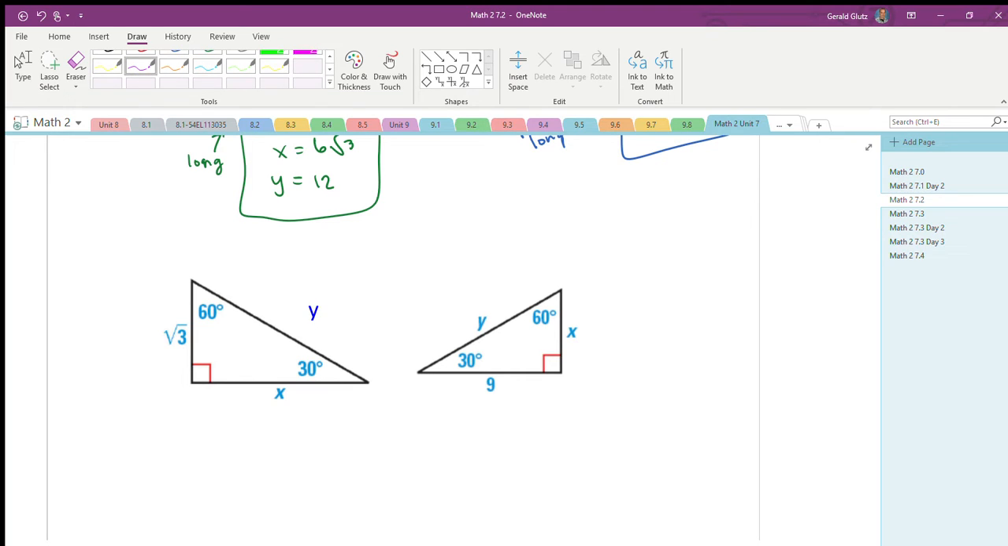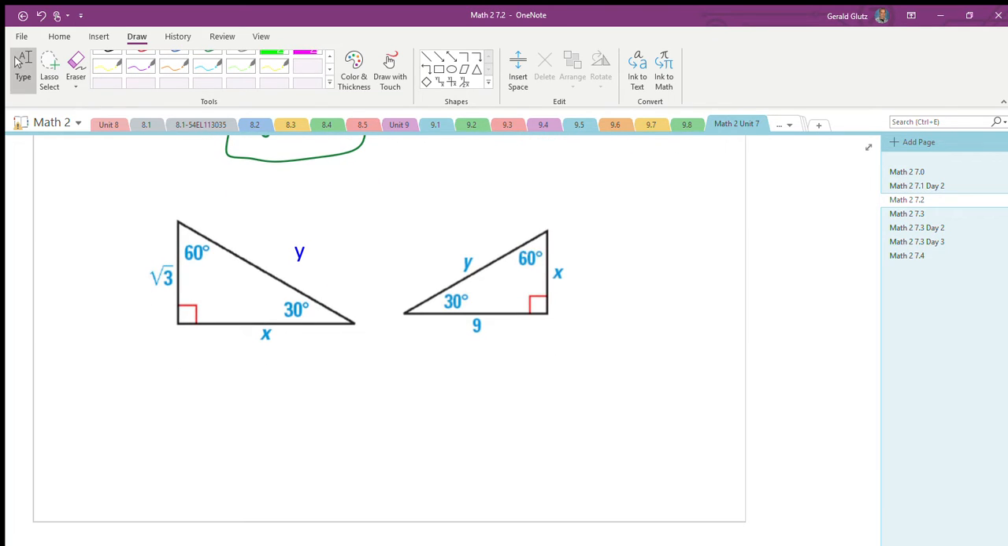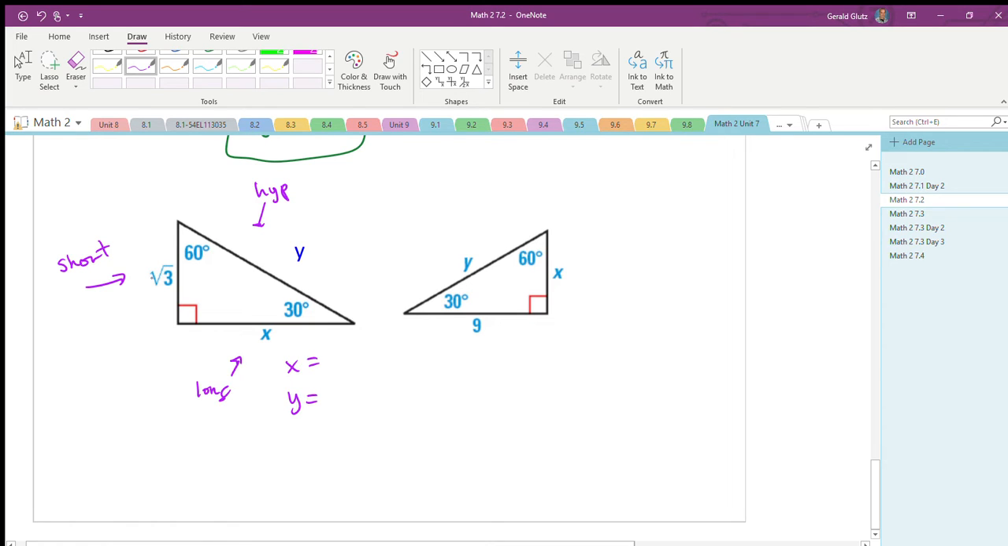And then moving down, it gets a little trickier here at the end. This time we know the short leg, this is the long, this is the hypotenuse. If we know the short leg, it's pretty easy to find the hypotenuse and the long leg. So x is the long leg, y is the hypotenuse. For the hypotenuse, all I've got to do is multiply this times 2. So if I multiply square root of 3 times 2, I get 2 root 3.